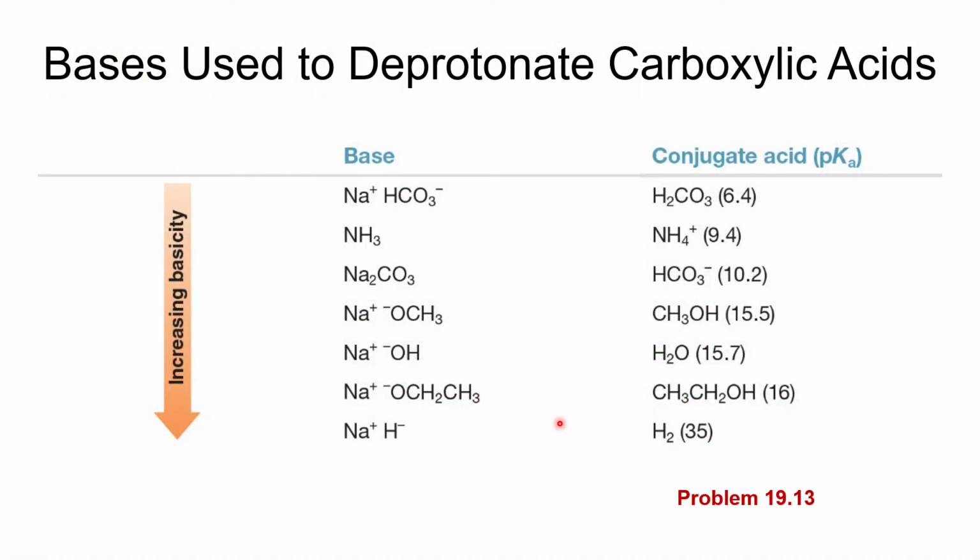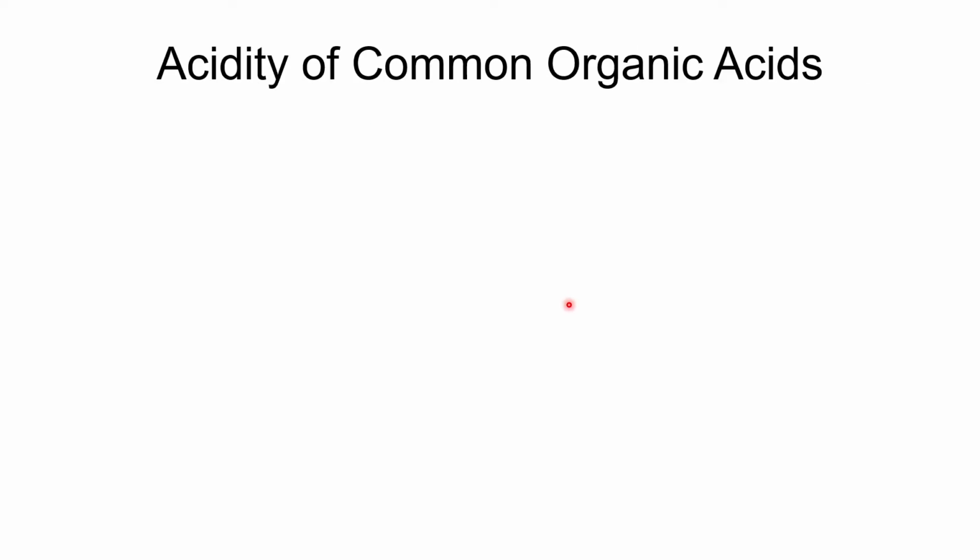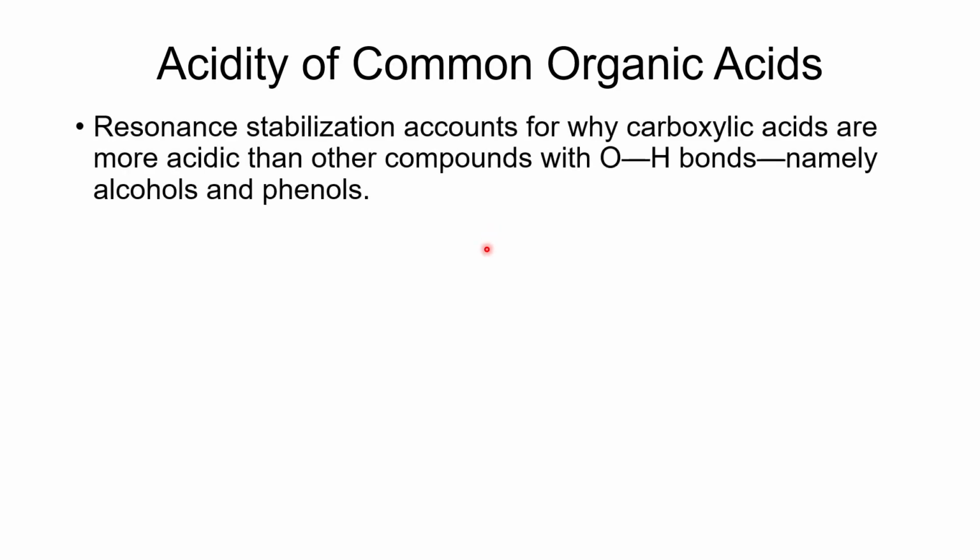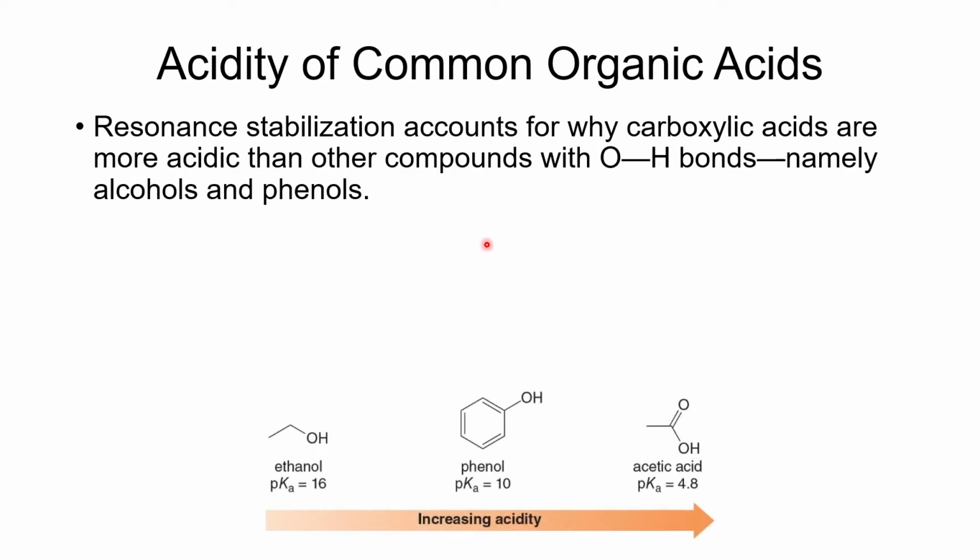All right, so we're going back to the presentation. And we want to look at the acidity of some common organic acids. And so this is going to include not just carboxylic acids, but we want to compare some other acids that we run into. So for carboxylic acids, we can explain why they are acidic by looking at the resonance structures of the conjugate base. So let's compare this to a couple of other acids.